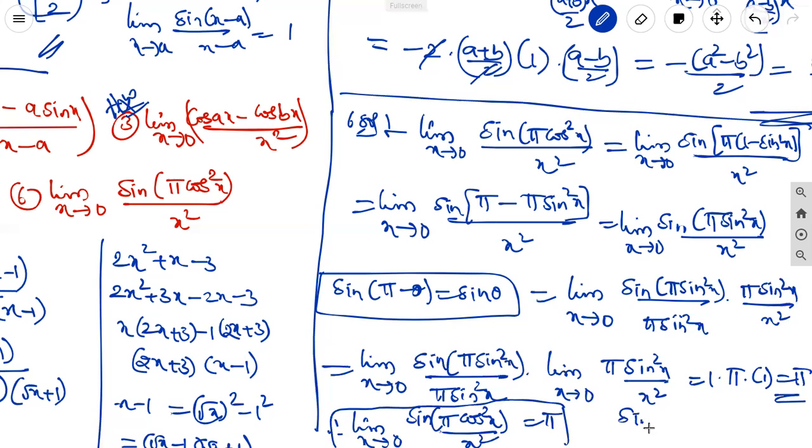Here, sine square x is nothing but sine x whole square. If it is whole square, here also x square is there. We can write it as sine x by x into sine x by x, it should be 1, or sine x whole square by x square is also 1. This is the sixth solution.